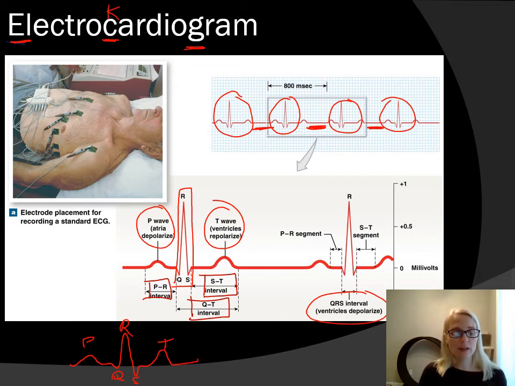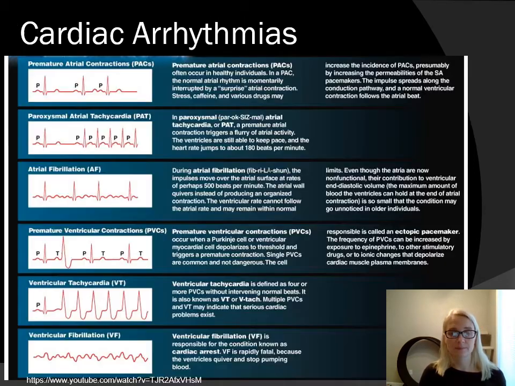The last slide in this video will be some examples of these irregular ECGs. So let's take a look. You don't need to memorize these. It's just kind of interesting to see how problems with the heart can be recognized on ECG.